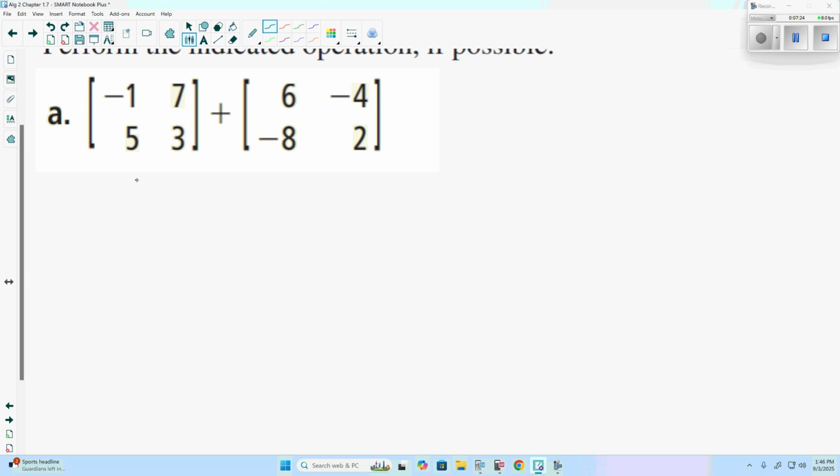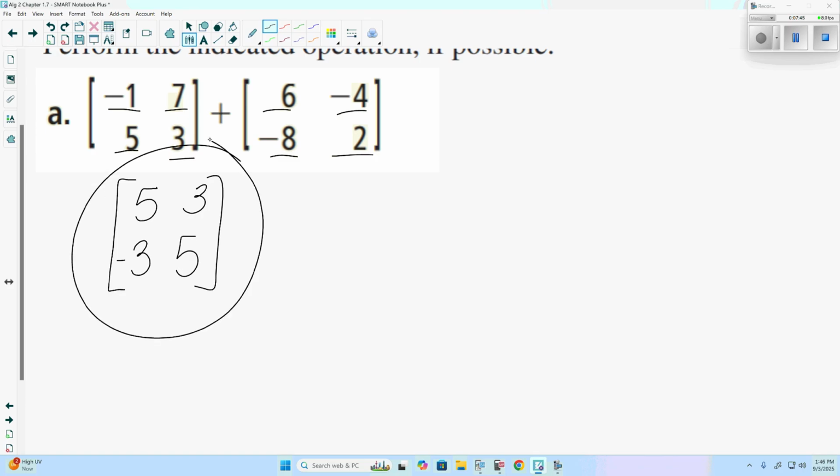So if we added these two here, negative 1 plus 6 would be 5. 7 plus negative 4 is 3. 5 plus negative 8 is negative 3. 3 plus 2 is 5. That's it.